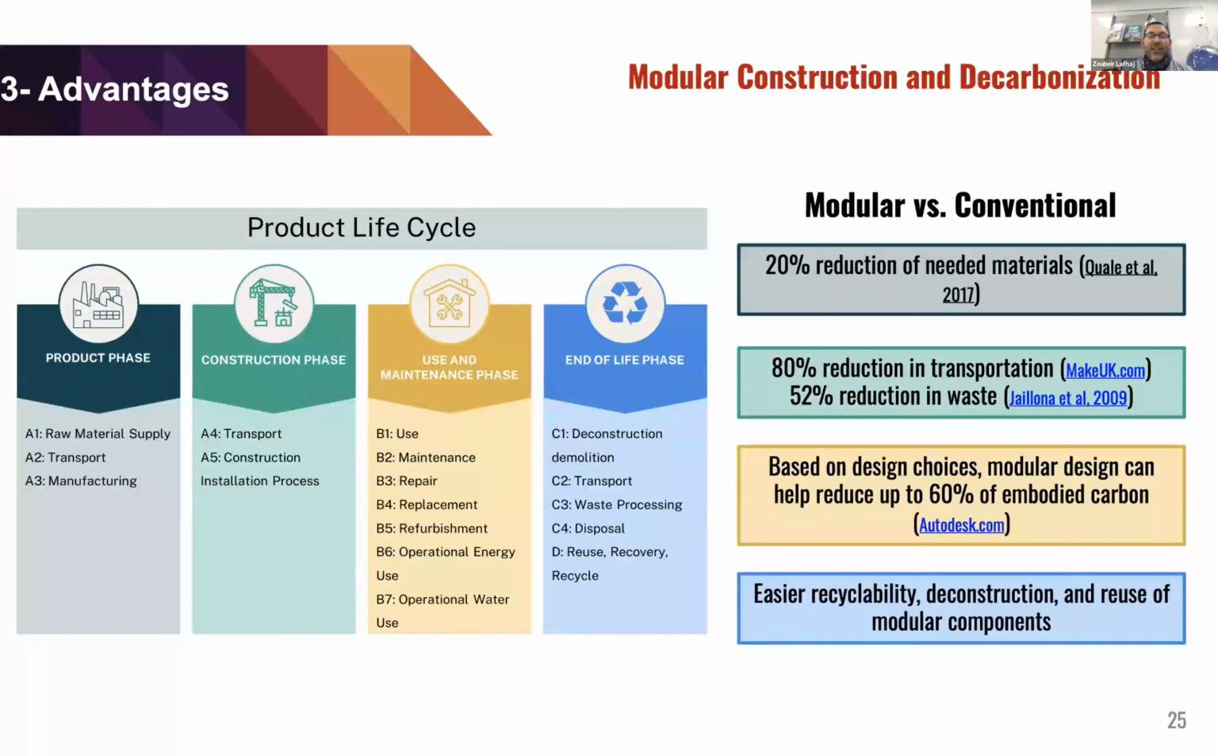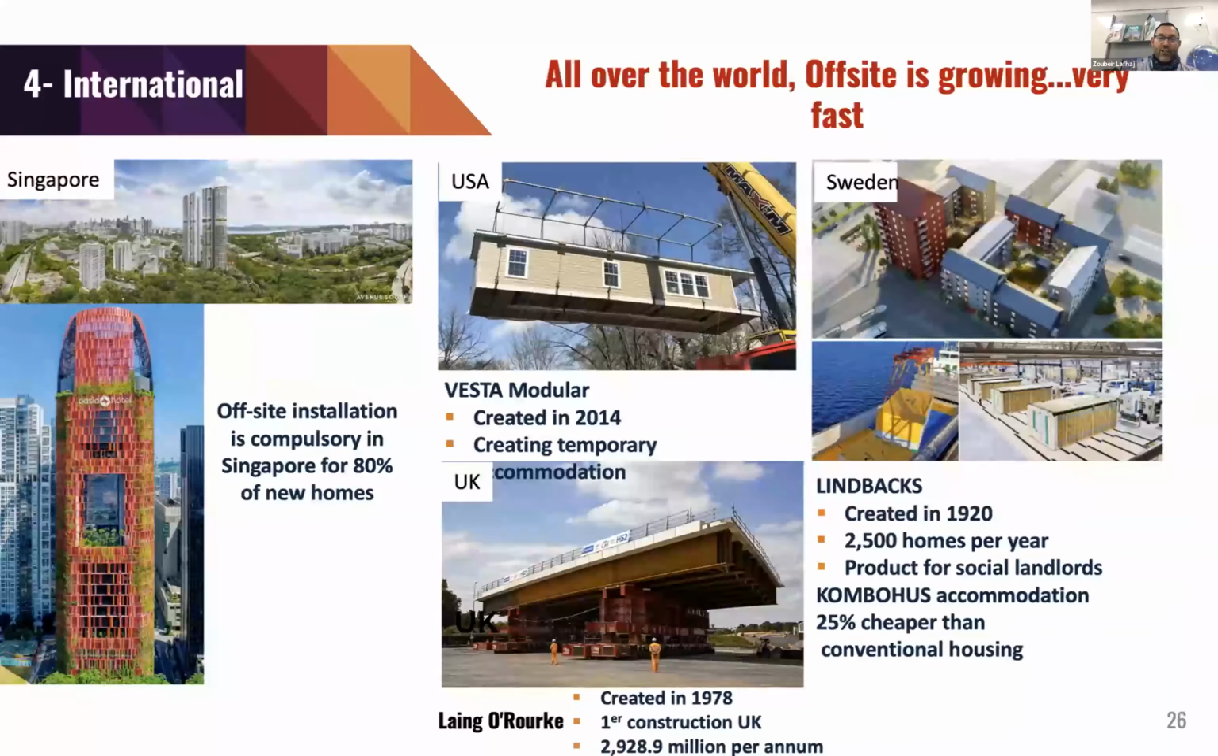Modular construction and decarbonization. As we see, the product life cycle. We have the production phase, the construction phase, the use and maintenance phase, and end-of-life phase. We can observe, we can measure 20% reduction of needed materials, 80% reduction of transportation, 52% reduction of waste. Based on design choices, modular design can help reduce up to 60% of embodied carbon and easier recyclability, deconstruction, and reuse of modular components. This is the link between decarbonization and modular construction.